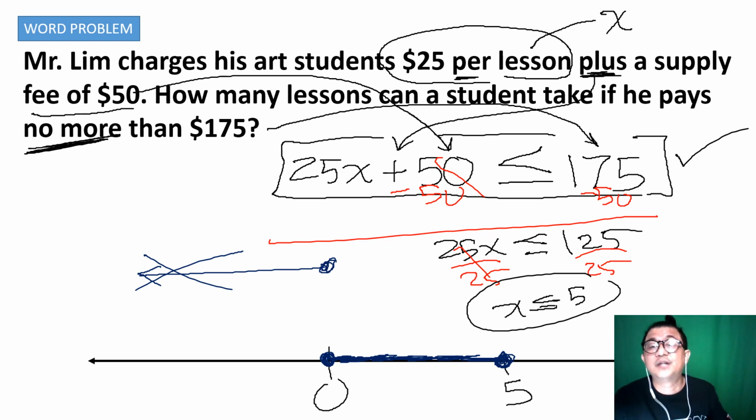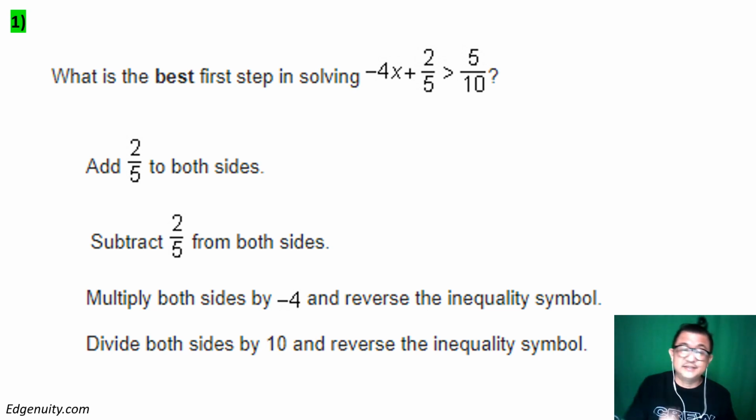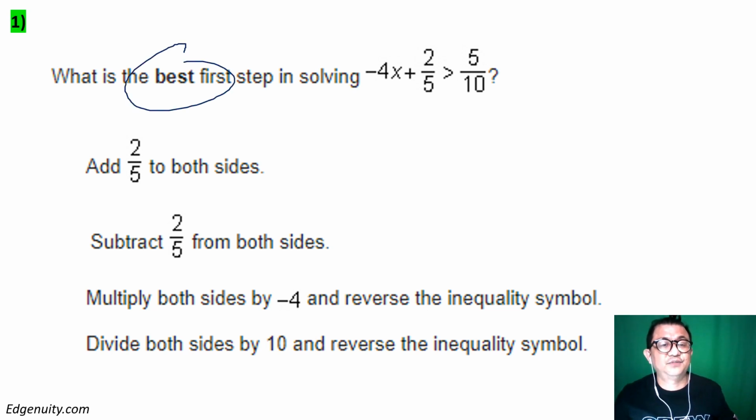Okay? And you will not go beyond $175. Okay? Next, we'll now try the ingenuity problem. What is the best first step in solving for this? Okay, now, so again, what do we undo first? Undo the addition or the subtraction or the multiplication. That's a multiplication. This is an addition.